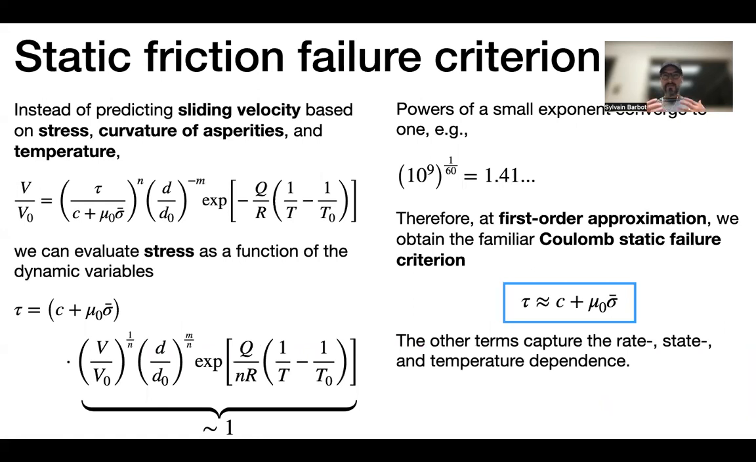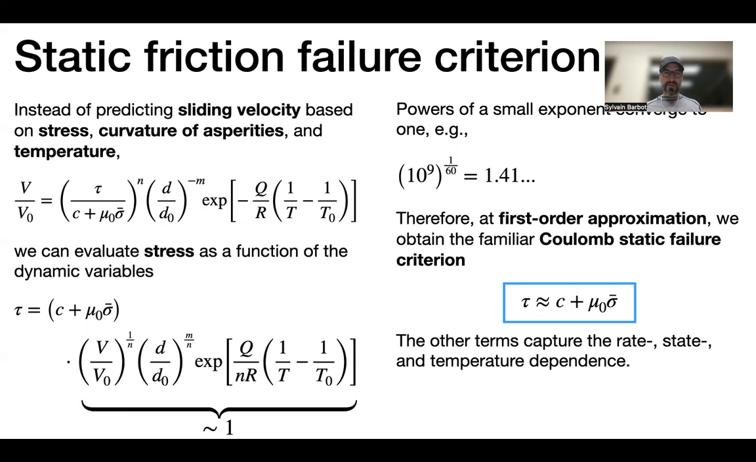But as the formulation is a little bit unusual compared to the empirical formulations for rate and state-dependent friction, we can consider a very simple reformulation to put things in perspective. So instead of calculating the velocity of sliding given stress, size, and temperature, we can look at the stress as a function of everything else. When we do that, that's the equation on the lower left, and it predicts stress as a function of velocity, size of contact junctions, and temperature.